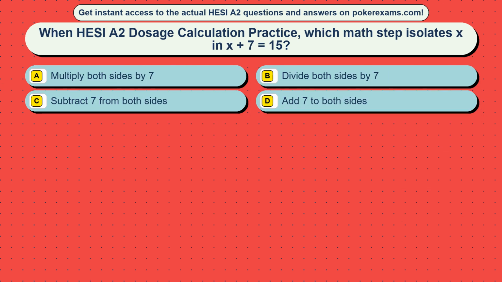Question 39. On HESI A2 dosage calculation practice, which math step isolates x in x plus 7 equals 15? Option A, multiply both sides by 7. Option B, divide both sides by 7. Option C, subtract 7 from both sides. Option D, add 7 to both sides.